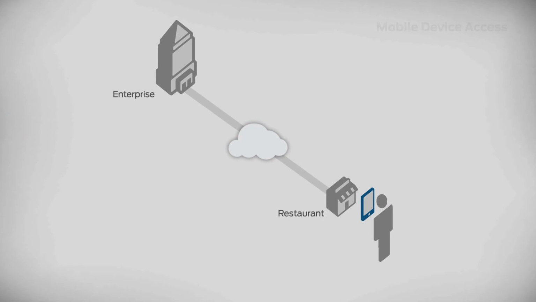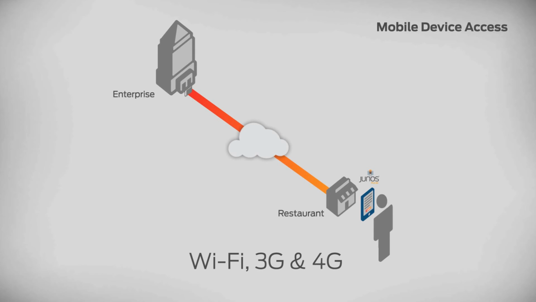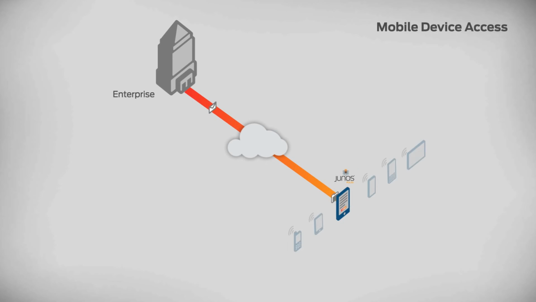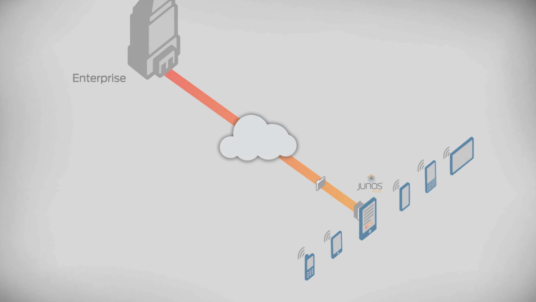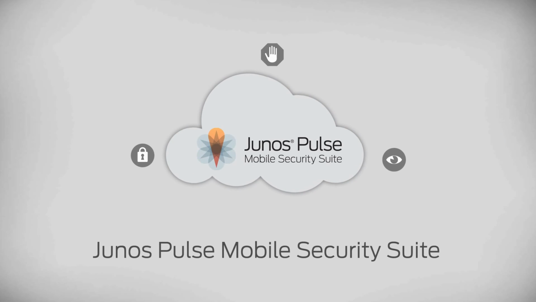Later, the user goes out for lunch and decides to access some network applications, look at some files, and check his email on his personal tablet. By launching the Junos Pulse client and entering his credentials, he's connected to the corporate network via the Junos Pulse Secure Access Service. Junos Pulse delivers access to web-based applications as well as full Layer 3 VPN access to Android and iOS-based devices. Mobile devices can be further secured and managed with the Junos Pulse Mobile Security Suite.